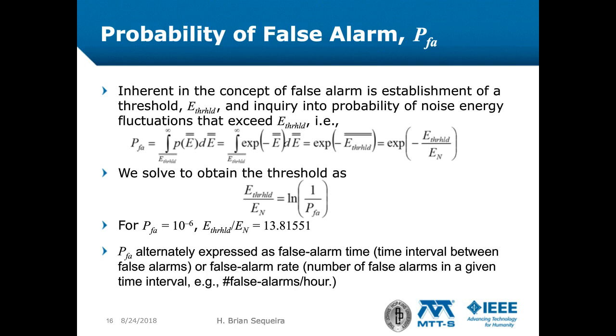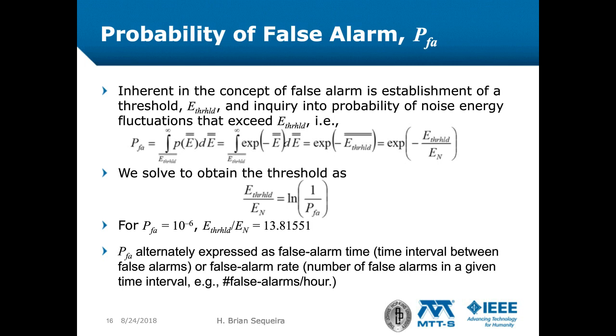The probability of false alarm, P sub FA, with respect to a given threshold is the probability that a fluctuation of noise voltage will exceed that threshold. For the PDF just derived, PFA equals the exponential of the negative of the normalized energy threshold. We solve for the normalized threshold as the natural logarithm of the reciprocal of P sub FA. That ratio is approximately 14 for P sub FA equals 10 to the minus 6, or 1 part in a million.